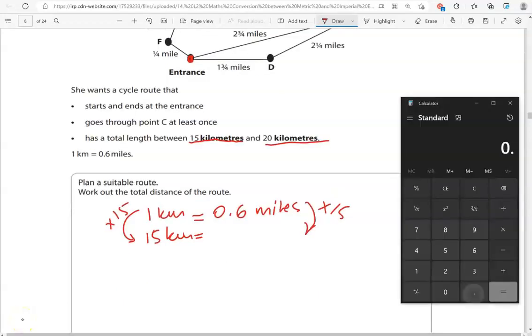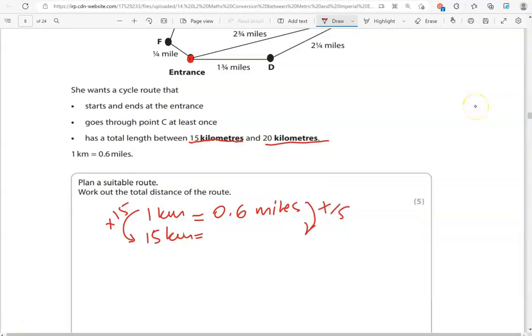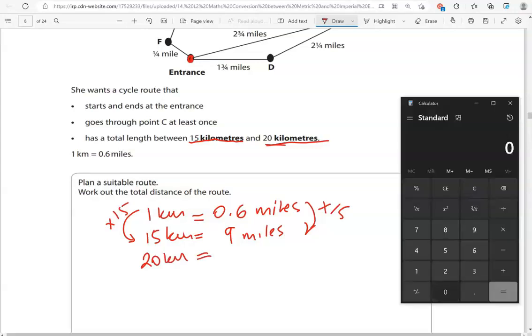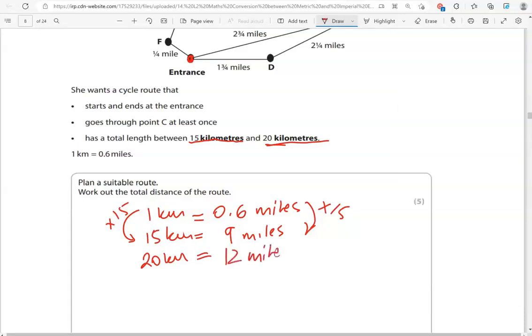So 0.6 times 15 gives us 9. And 20 kilometers. To get from 1 to 20, we multiply it by 20, so we'll do the same on the other side. So 0.6 times 20 gives us 12. So we're looking for something in between 9 and 12 miles.